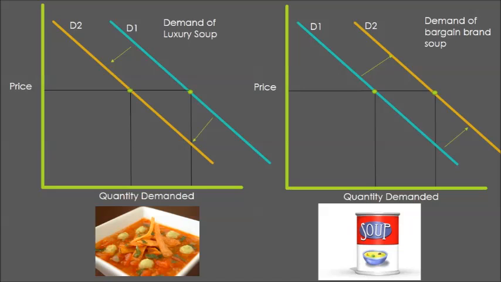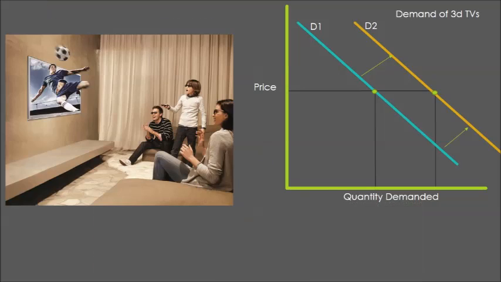If people's incomes fell, the demand for superior, expensive goods would fall, while the demand for cheaper, inferior goods would rise. In this case, if incomes dropped, the demand for luxury soups would decrease, whilst the demand for bargain brand soups would increase. Consumers' tastes also have a large influence on demand.